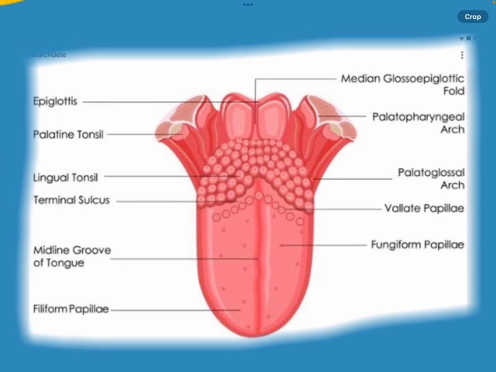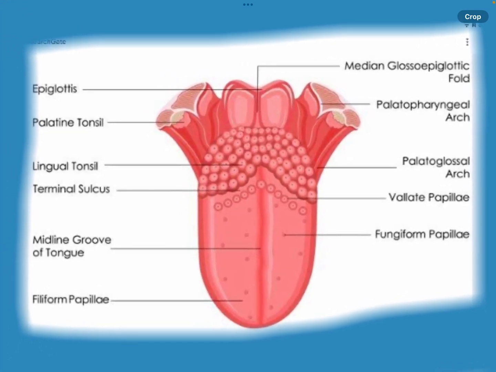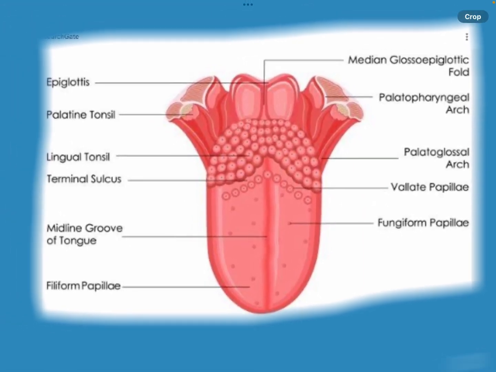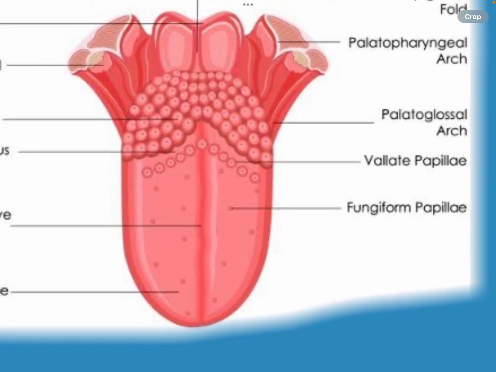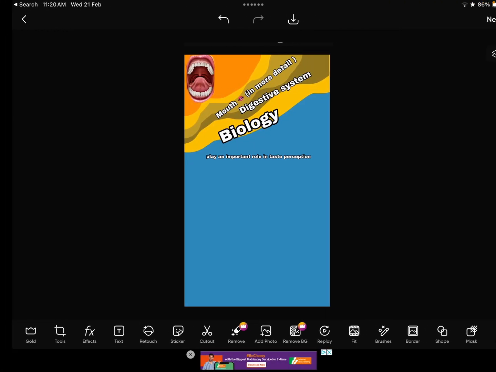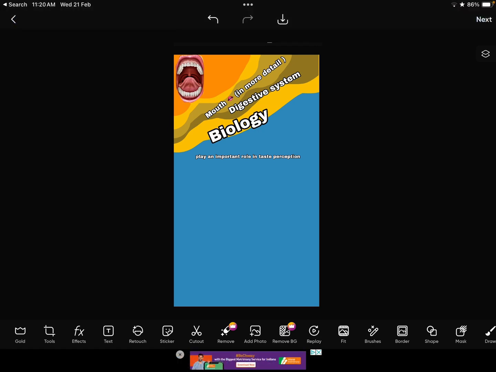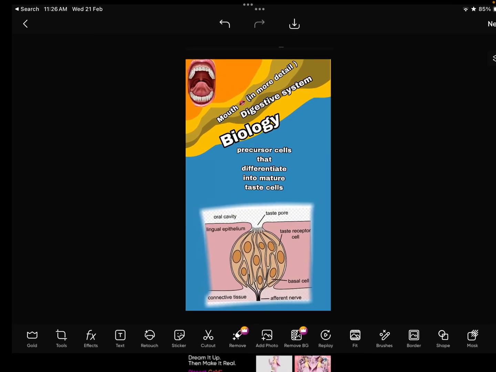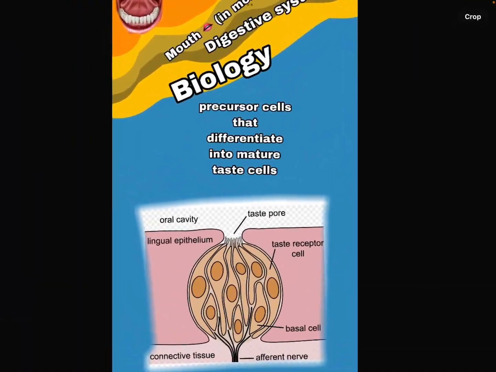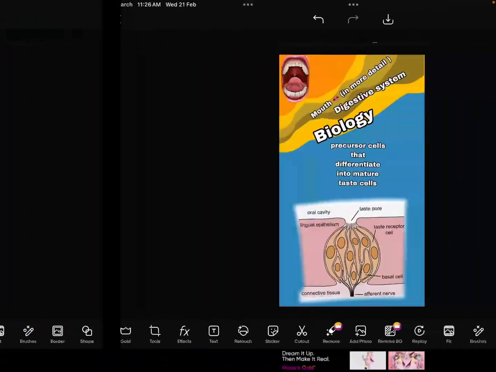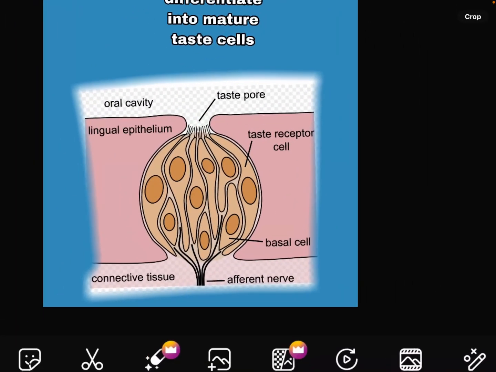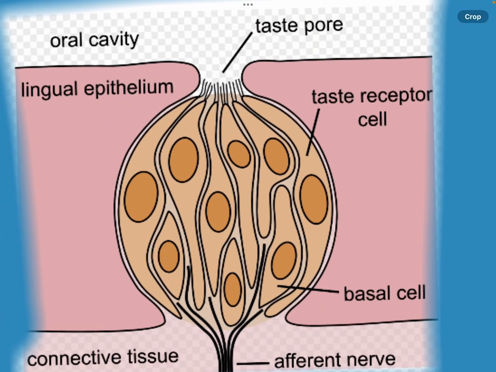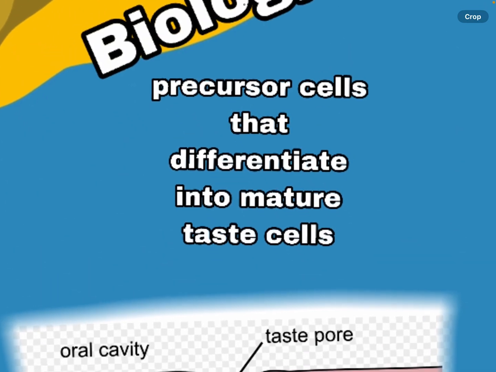The tongue is divided into many muscles. The tongue is divided into many parts. Let's learn about the fungiform papillae first. The fungiform papillae taste the food. How does it taste the food? Well, the fungiform papillae have these things called taste buds, which taste the food. How, you may ask?